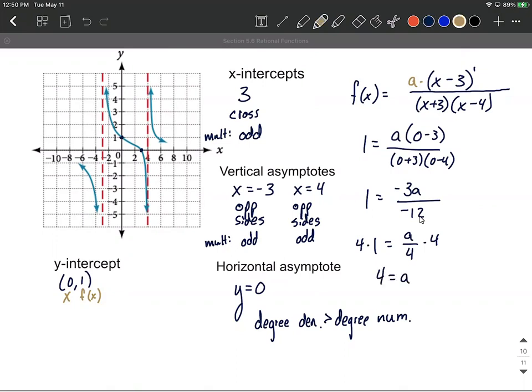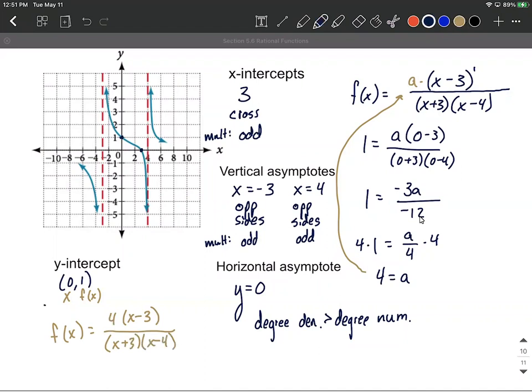The very last thing we need to do is take this value back up to our equation at the top and plug it in for this function. So we can say our end result here, the function is going to be 4 multiplied by the quantity x minus 3 over the quantity x plus 3 times x minus 4. And that's going to be the function that we were looking for that would produce exactly this graph that we started with.